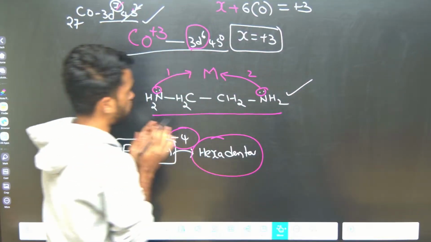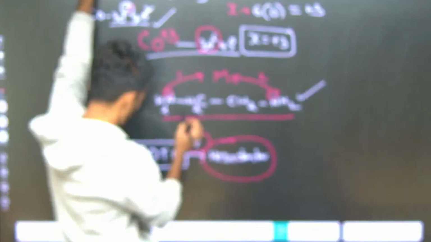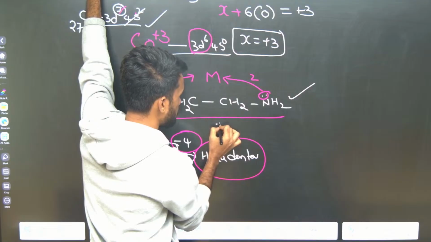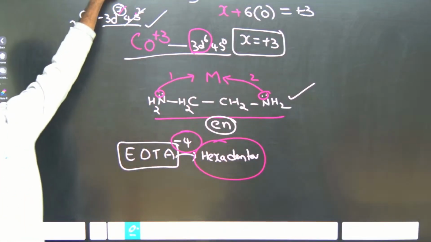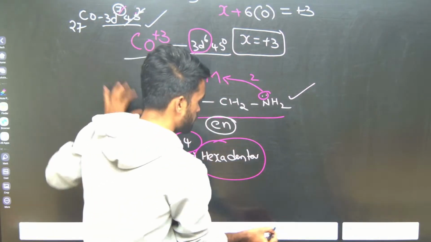Like this, what is the name of this ligand here? Ethylene diamine. Ethylene diamine, in the short form we can represent it as en. En represents ethylene diamine. Now how do you write? Let me give you one example.